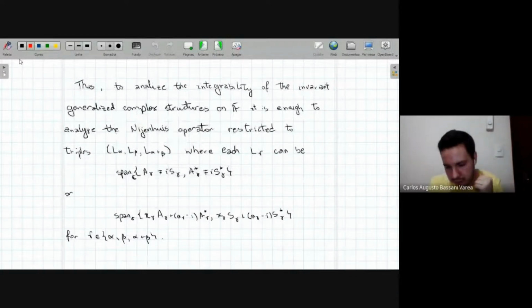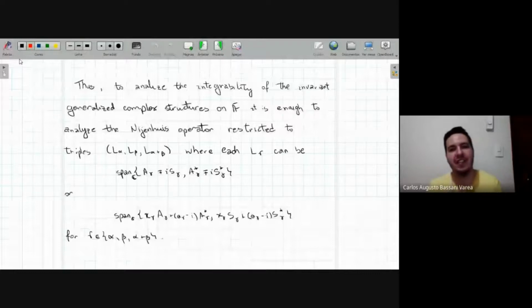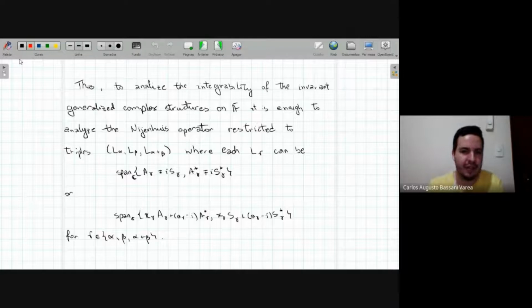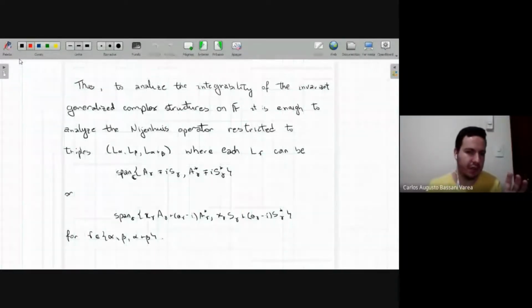So what next? Now we need to analyze all the possible combinations for triples of roots of the type alpha, beta, and alpha plus beta. So consider a triple of roots alpha, beta, and alpha plus beta. And then we are going to consider all possibilities for the eigenspace associated to this triple of roots, which is L alpha, L beta, and L alpha plus beta, as I called them here.